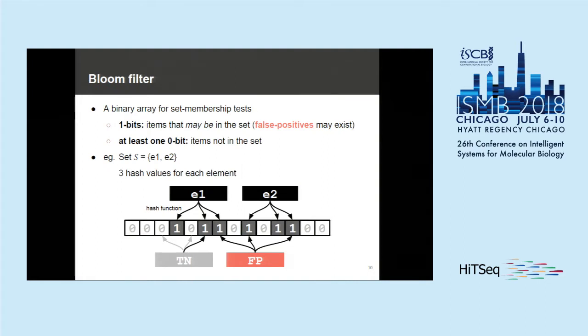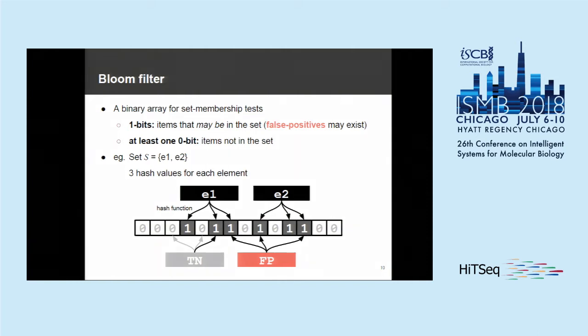A Bloom filter is basically just a binary array, an array of ones and zeros. It is used for set membership tests. 1 bits in the binary array are used to indicate items that may be in the set, and at least one 0 bit is used to indicate items that are not in the set.